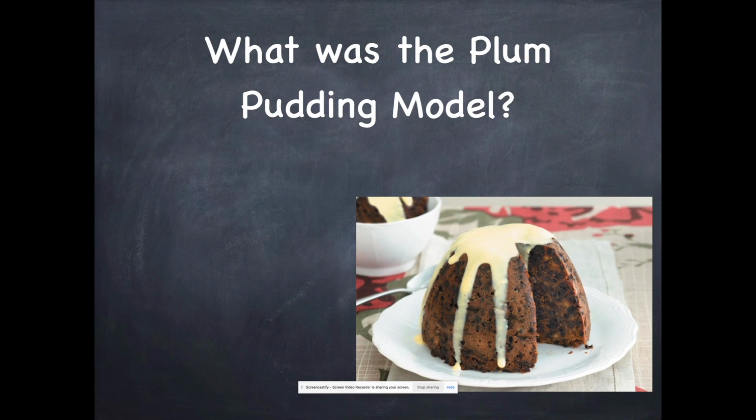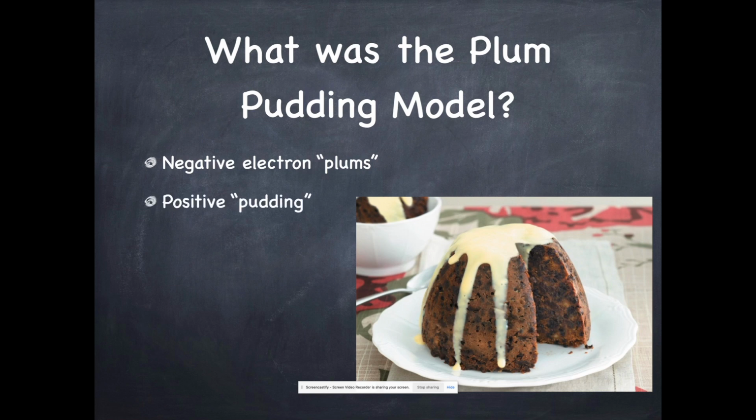Now, in the plum pudding model, the atom was a hard, dense sphere. And all of those little pieces of fruit that are in there, those represented the electrons. The negative electrons were the plum part, although we'd probably call it raisin in America. The positive part was the pudding itself, the cake, okay? And it looked something like this, an even distribution of positive and negative charge.